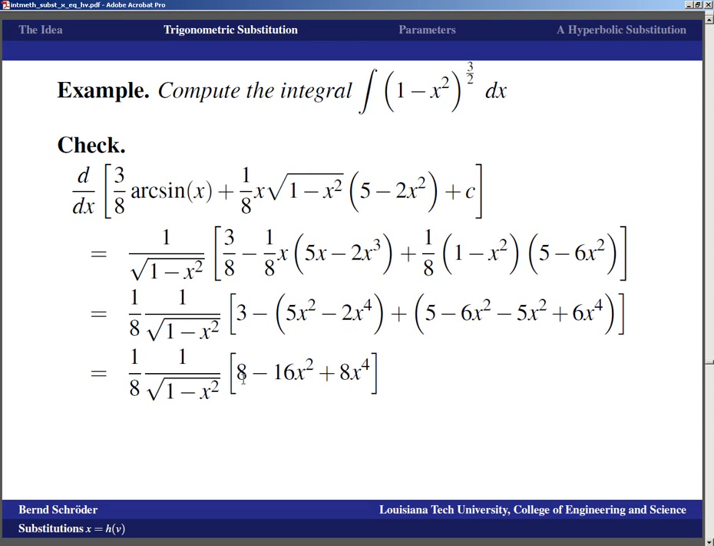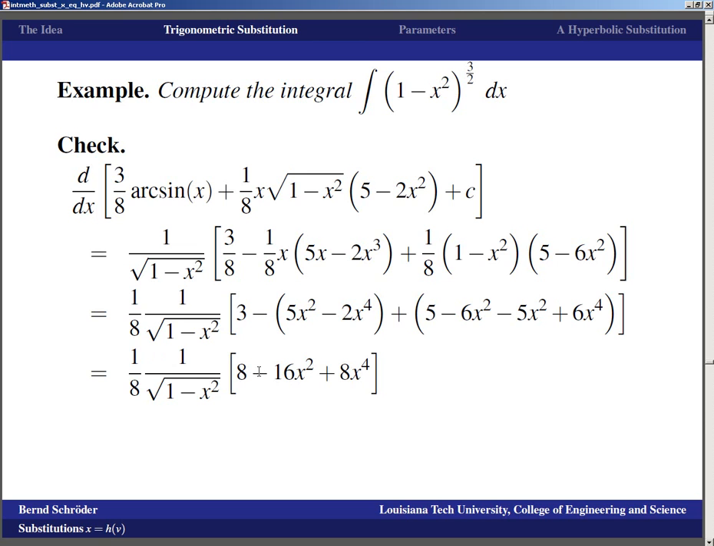3 plus 5 gives us the 8. The terms with the x squareds are negative 5x squared minus another 5x squared minus another 6x squared, so that's negative 16x squared. And then we've got minus minus, which is plus 2x to the 4th plus 6x to the 4th. That's 8x to the 4th.